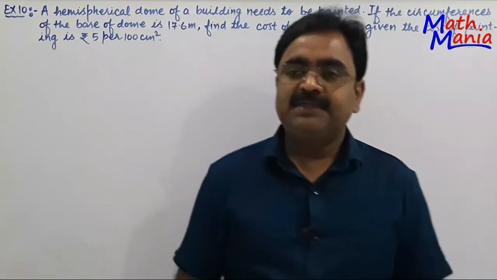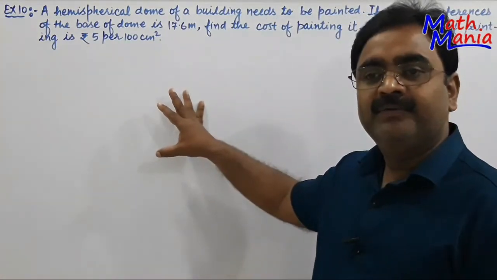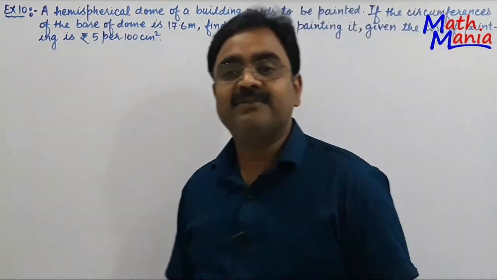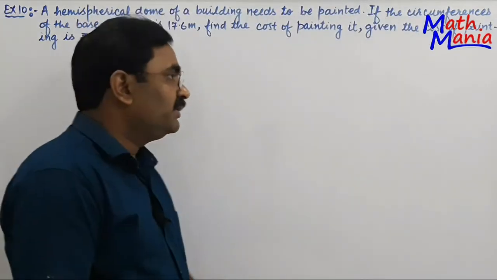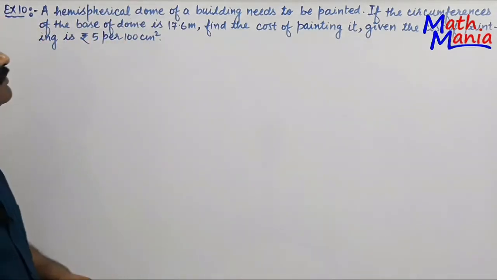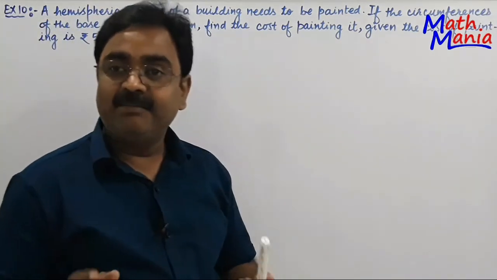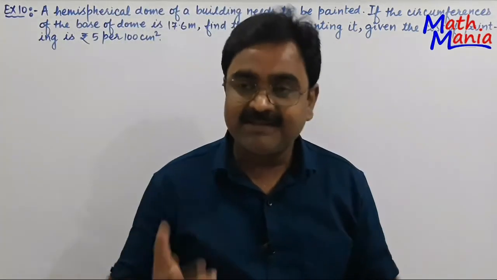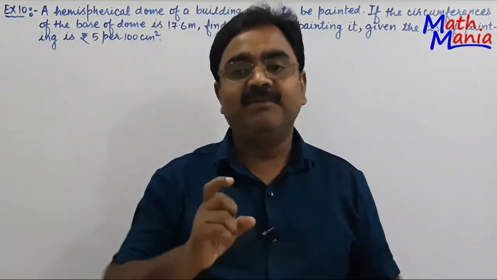Okay friends, so let's see example number 10 of surface areas of sphere and hemisphere. In this, the question is given: a hemispherical dome of a building needs to be painted. As in a building, somewhere you have seen there is a dome that is like a hemisphere.